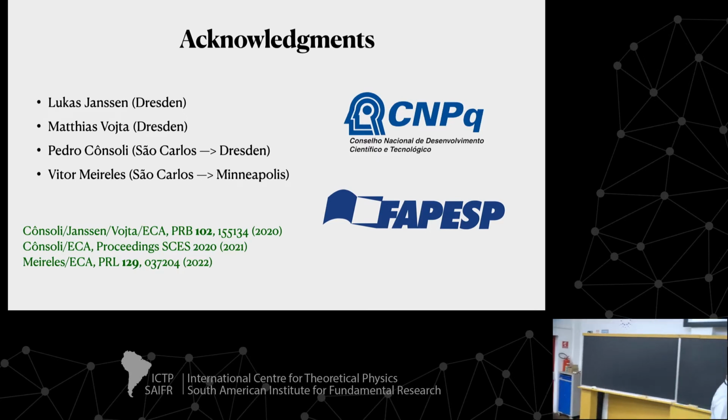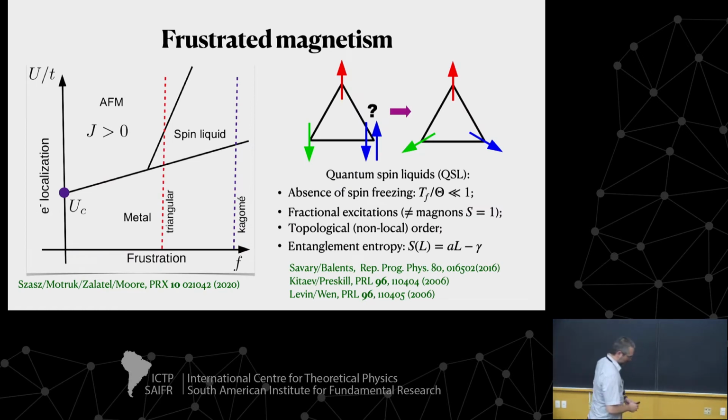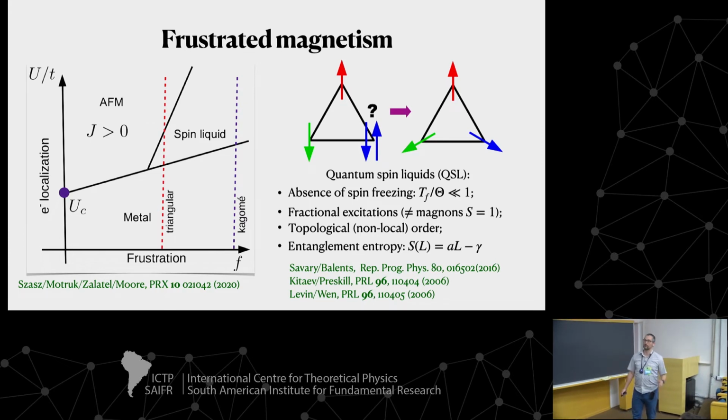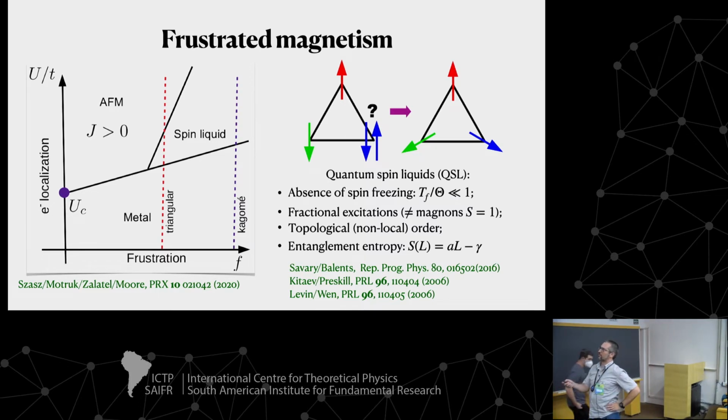Okay, so let me start. Before moving to the Kitaev model, I'll briefly talk about frustrated magnetism, since this is a broad audience, so people understand what I'm interested in. So this is a diagram. Here is U, like the Hubbard U. And this is the axis I will call frustration. I'll discuss this a bit more.